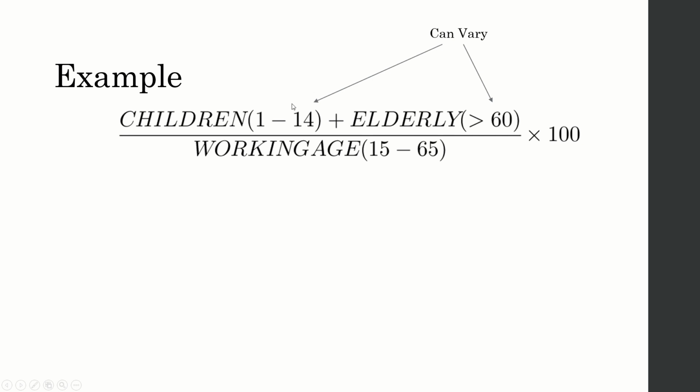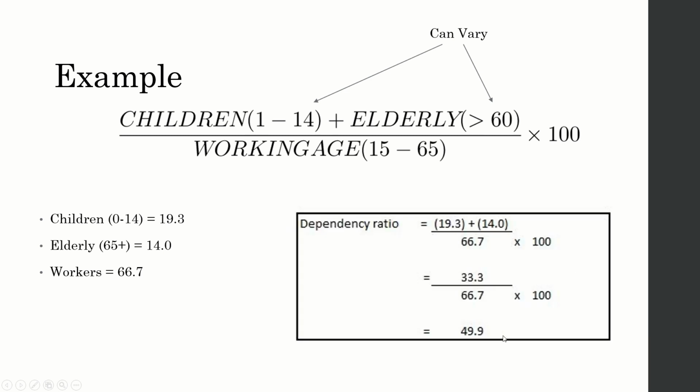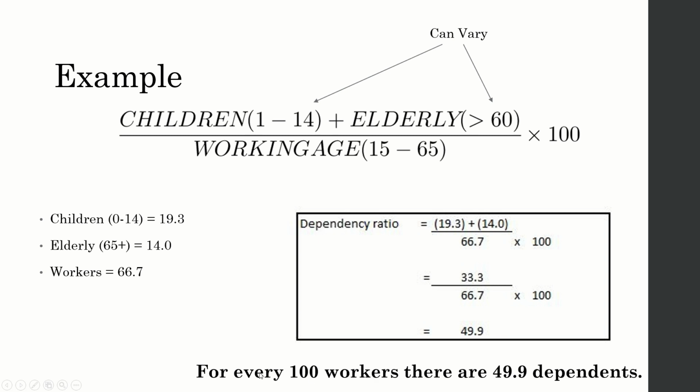Again, these numbers can vary. Sometimes it's 14, sometimes it's 15, sometimes it's 18, but typically 1 to 14 is common, and 60 plus is common as well. And so children plus elderly, total number, divided by working age, multiplied by 100. Very straightforward. So in this case, there are 19.3% children, 14% are elderly, 66.7% are workers. Plug those numbers in and you get 49.9%. So for every 100 workers, there are 49.9 dependents.